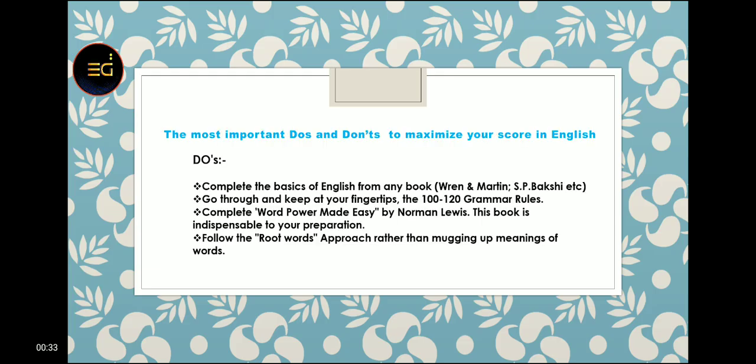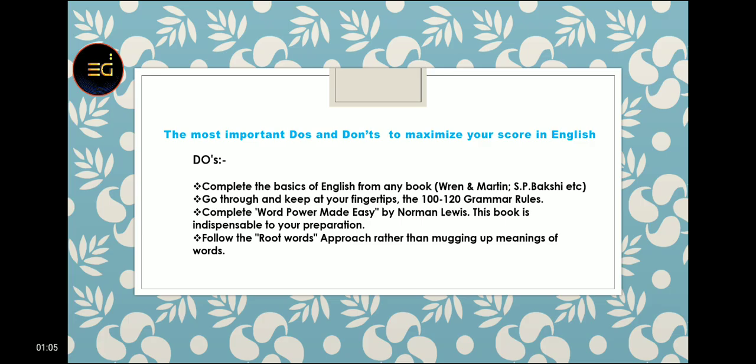Alright, now, without wasting any more precious minute, let's move on to the most important do's and don'ts to maximize your score in English. The very first thing that needs to be done if you are a beginner is that the basics must be cleared from any grammar book. You can refer to SBI Clerk or Wren and Martin for that. Both of these books are available in the market.